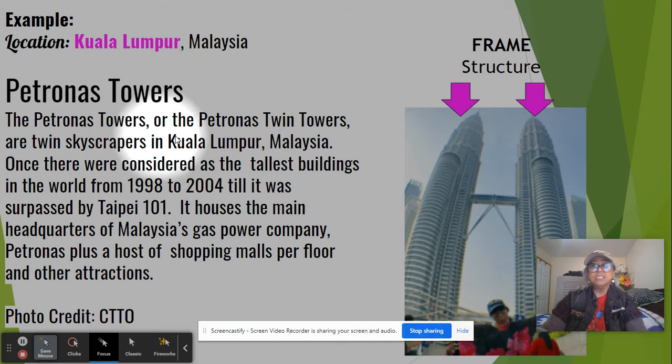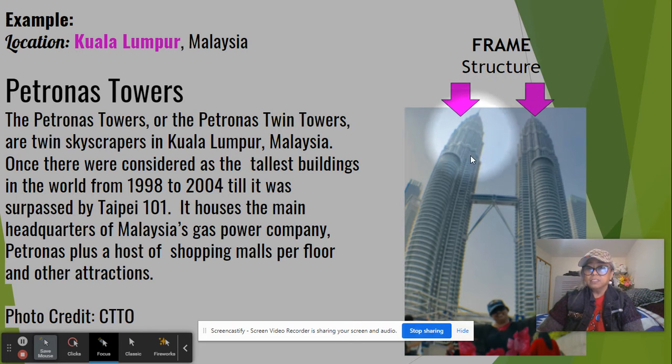The Petronas Towers or the Petronas Twin Towers are twin skyscrapers in Kuala Lumpur, Malaysia. Once they were considered the tallest buildings in the world from 1998 to 2004, till they were surpassed by Taipei 101. It houses the main headquarters of Malaysia's gas power company, Petronas, plus a host of shopping malls per floor and other attractions. Photo credit, CTTO, credit to the owner, that's me, right? So I don't have to cite a particular website there.